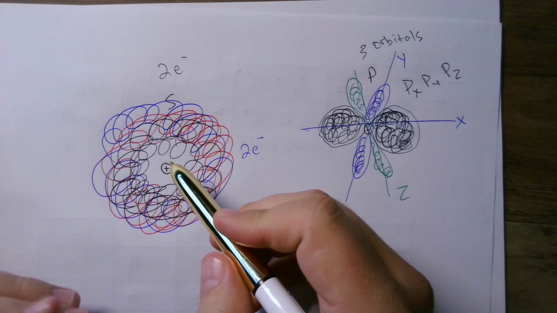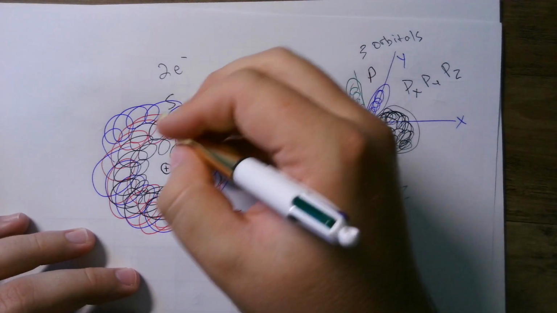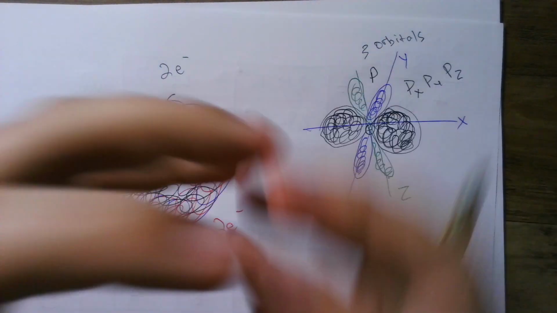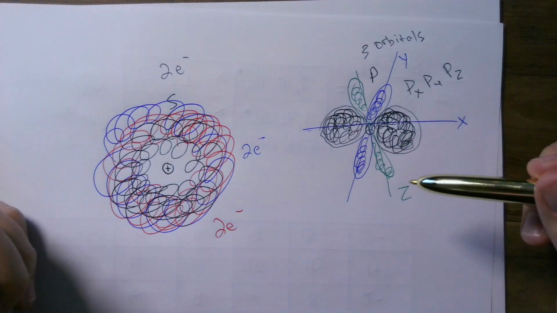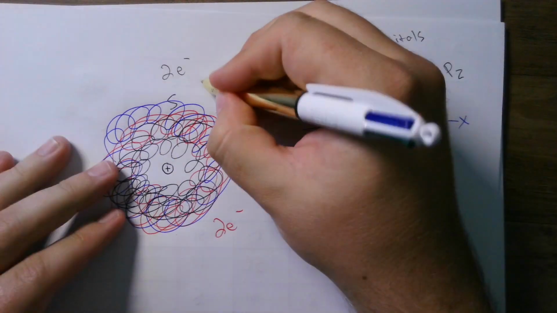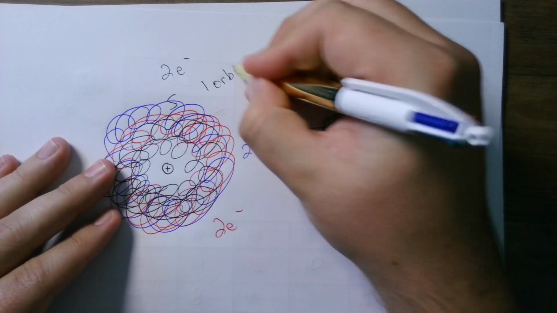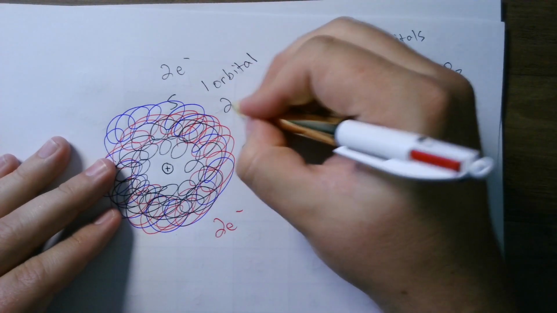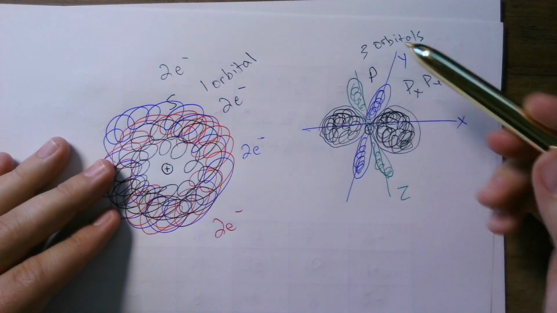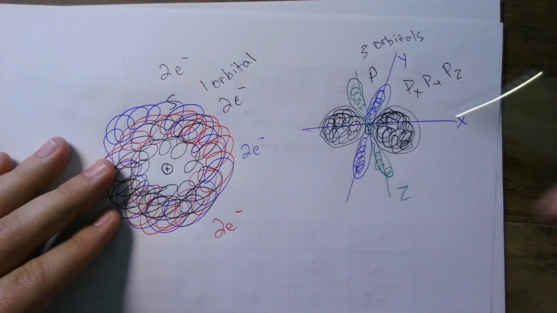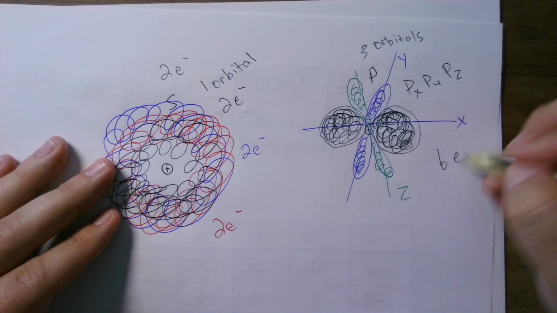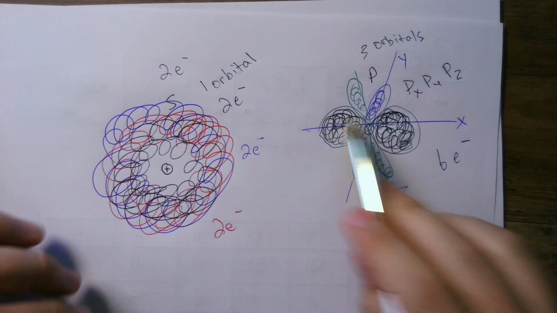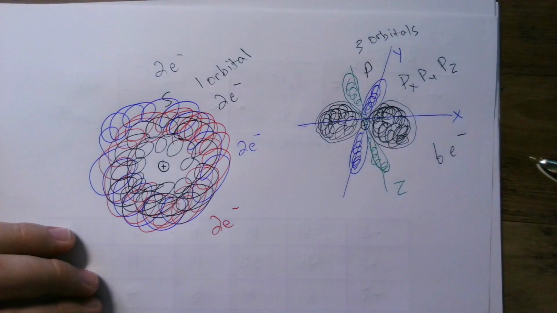S only has 1 version, right? It only is a sphere, so no matter which way you rotate it, you don't have all these different orientations. That's why the S's only have 1 orbital, meaning you can hold 2 electrons because there's 2 per orbital. Because the P has 3 different orbitals, it can hold up to 6 electrons, 2 in each color that go there.